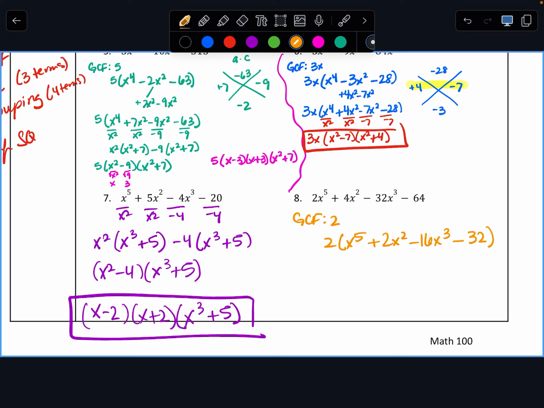Now we're going to try to do grouping. So I'm going to divide by x squared for these two and divide by negative 16 for these two. So I have 2 times x squared minus 16, x cubed plus 2. So we've done the grouping. Now I need to recognize that this is a perfect square. So this becomes 2 times x minus 4, x plus 4, x cubed plus 2.